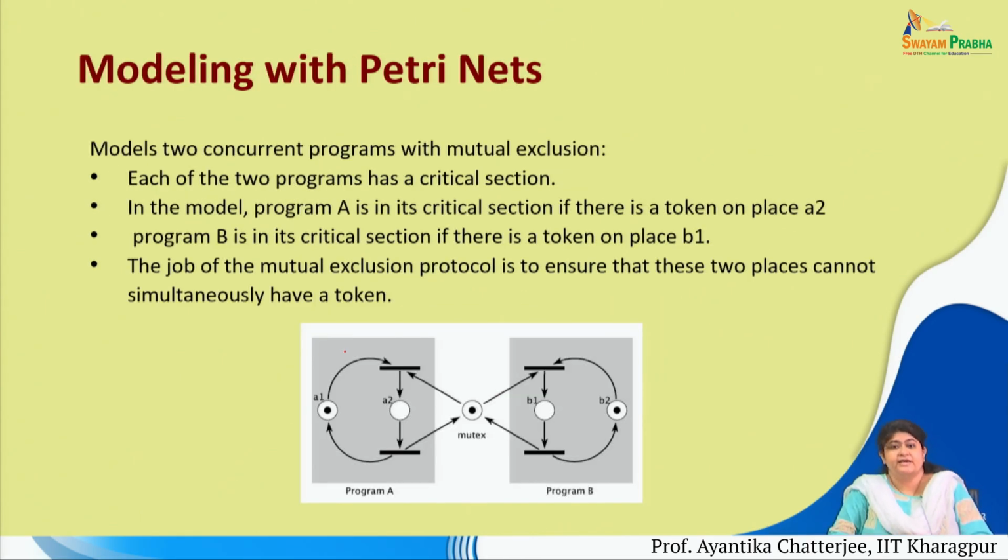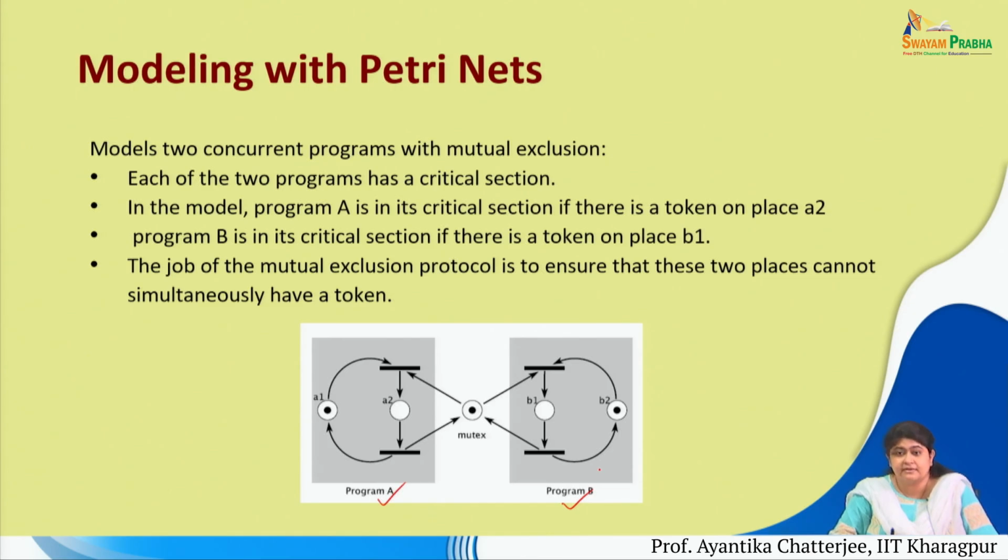Finally, we will take one example of how we can model a practical scenario with the Petri net. Here we have taken an example of two programs, program A and program B, running concurrently with a mutual exclusion requirement. What do we mean by mutual exclusion?